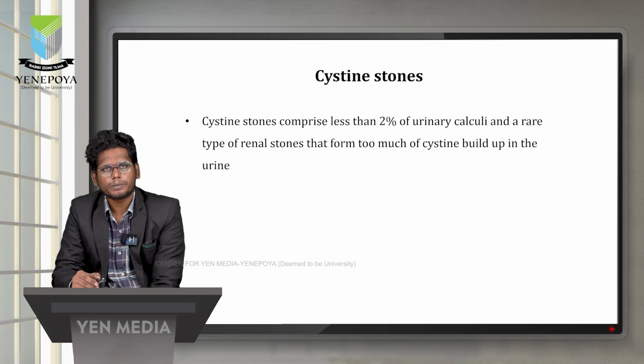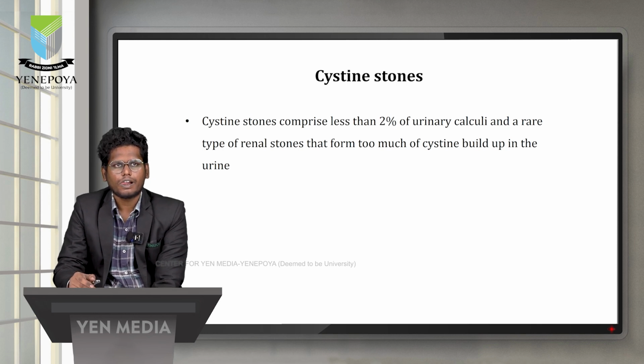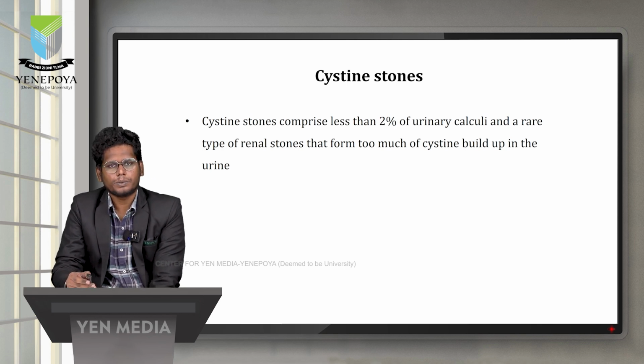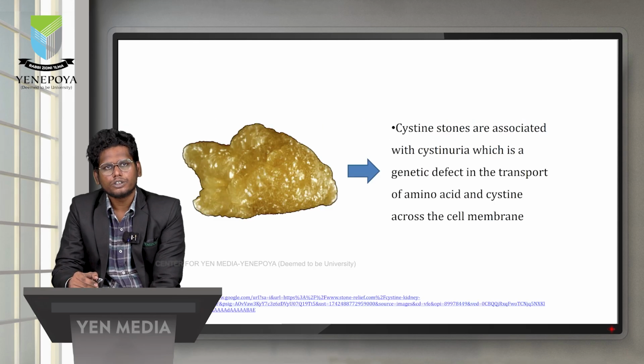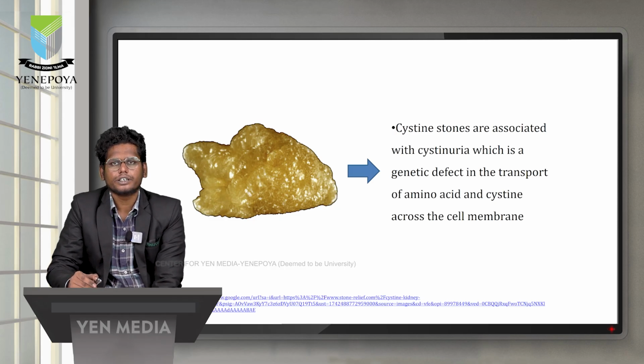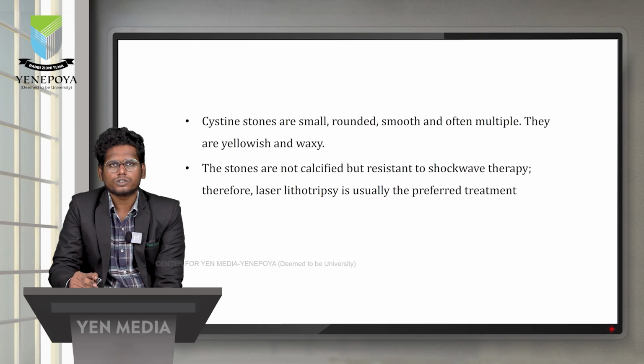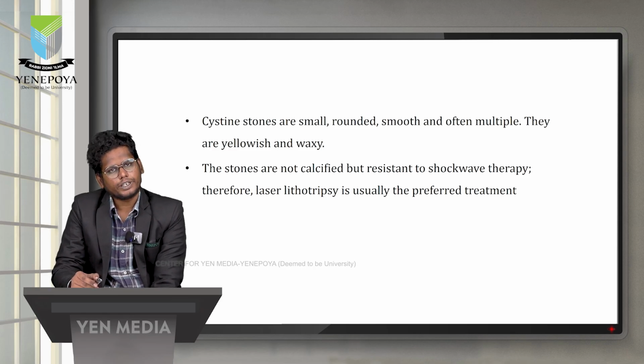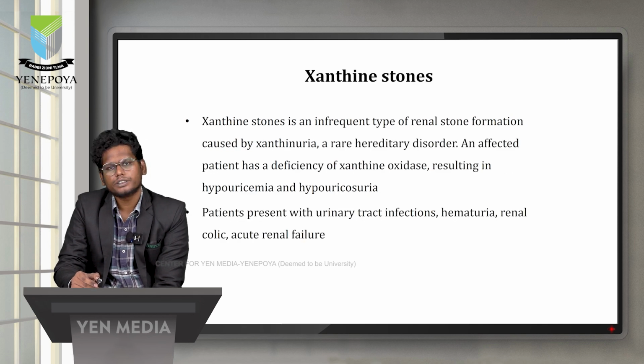So cystine stones comprise less than 2% of urinary calculi, and are a rare type of renal stone that forms when too much cystine builds up in the urine. So how is it forming? It is associated with cystinuria, which is a genetic disorder or defect in the transport of amino acids and cystine across the cell membrane. The cystine stones are small, round and often multiple. They are yellowish and waxy in color. The stones are not calcified but are resistant to shock wave. Therefore, laser lithotripsy is usually the preferred treatment for cystine stones.